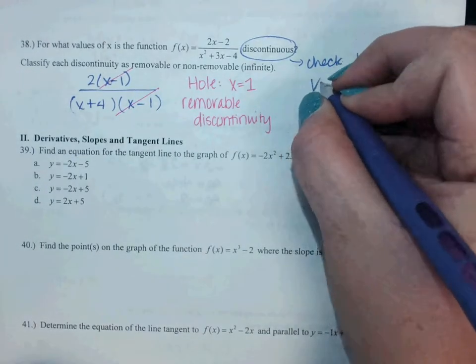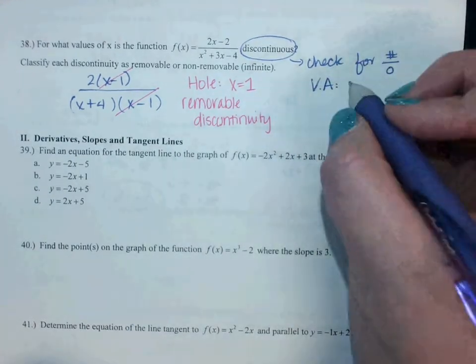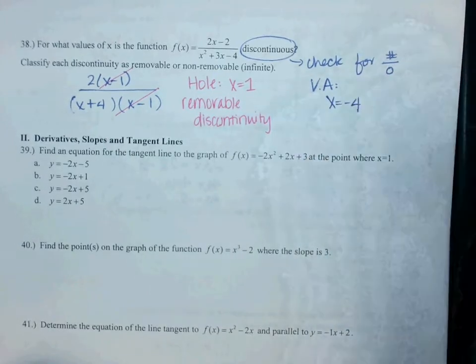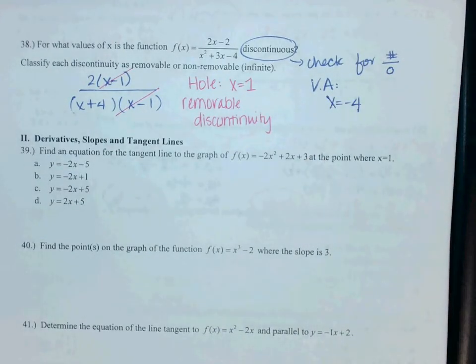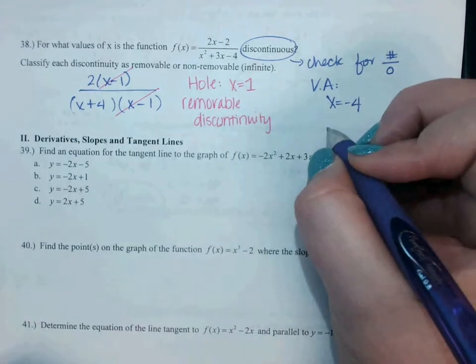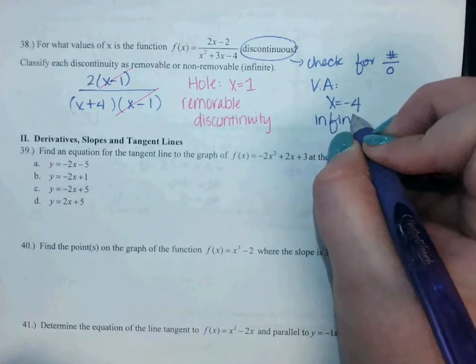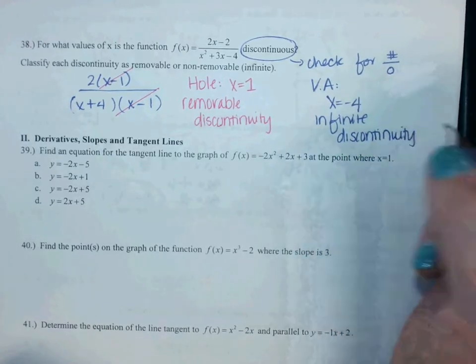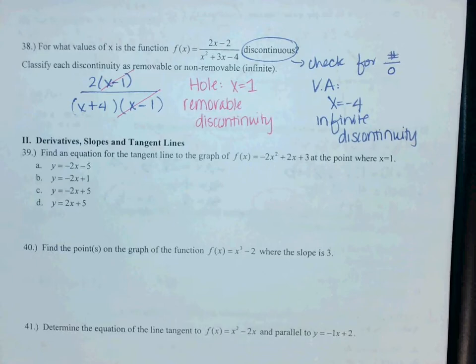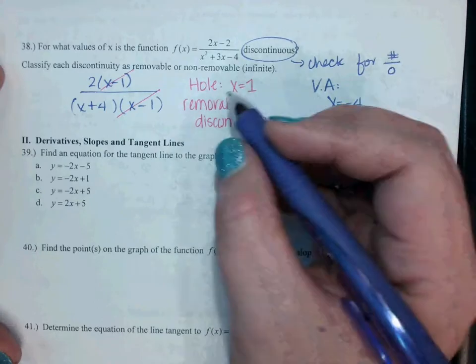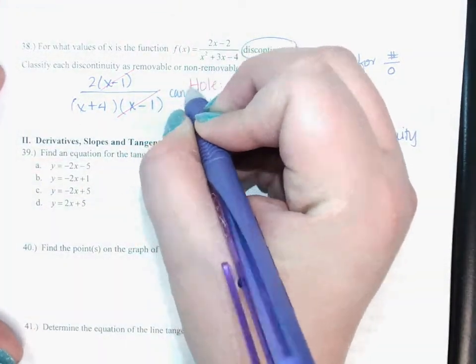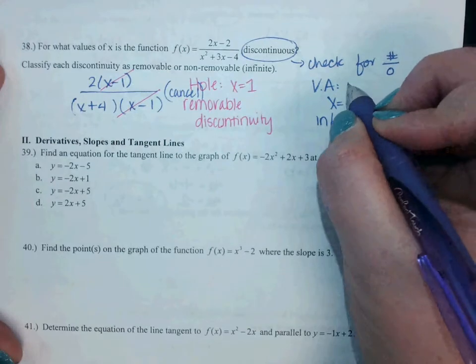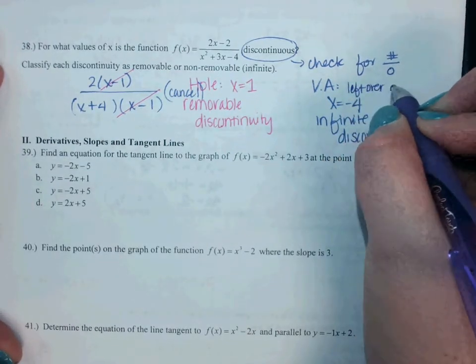Vertical asymptote. Very good. Where will my vertical asymptote be? Negative 4. So if it's a plus 4, you just switch it to a negative 4. Now, from there, the name of that discontinuity is an infinite. Why is it infinite? Because it goes to infinity since it's an asymptote. So it would either be going up to infinity or down to infinity. Okay? And then if you want to make yourself a note, holes are the terms that cancel. And then vertical asymptotes are left over on the bottom.